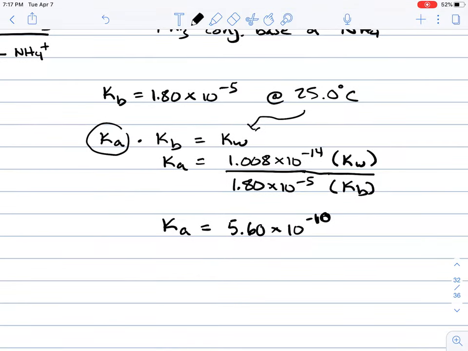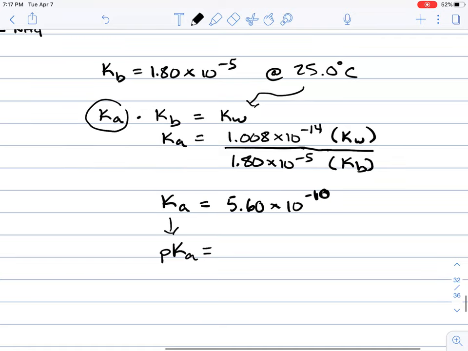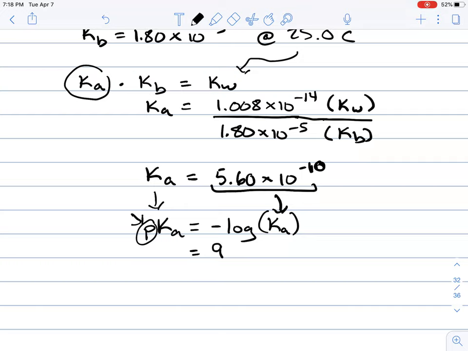Okay, so now that I have my Ka, the last step is to convert this into pKa so that I can plug it into my equation. And so to determine the pKa, I'm just going to simply take the negative log of Ka. And how do I know I'm taking the negative log of it? Well, there's that p, right? So when you take the p of anything, you're taking the negative log of that specific substance or item. And so if I take the negative log of this number, I am going to get 9.251811197.